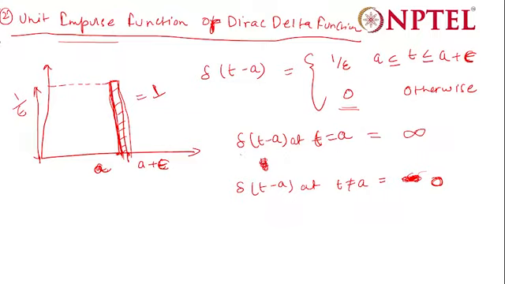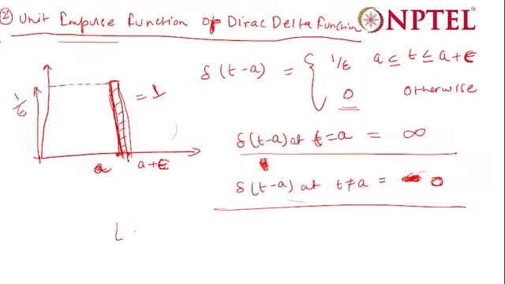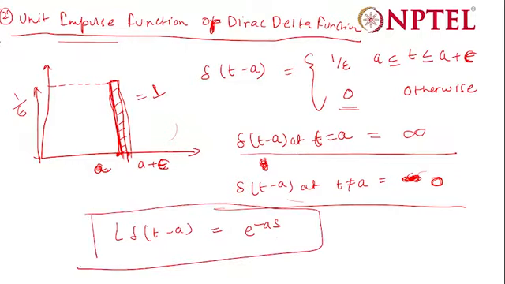This is not a formula, but you can understand what I'm trying to say here. Sometimes they'll ask what is the value of the function of t at a, which you can find here. Directly put the value of epsilon as zero, and you'll get the value of the Dirac delta function. So what is the Laplace transform of this kind of function? It is e to the power minus as. Same way, the way we did for the unit step function, you have to do it for the Dirac delta function and learn it. What was the Laplace transform for the unit step?